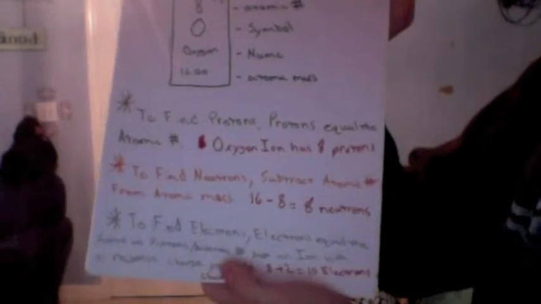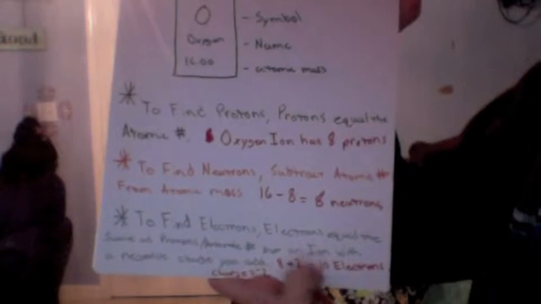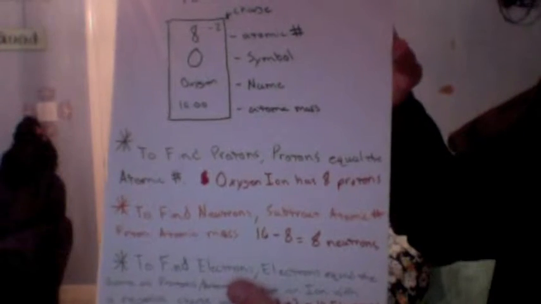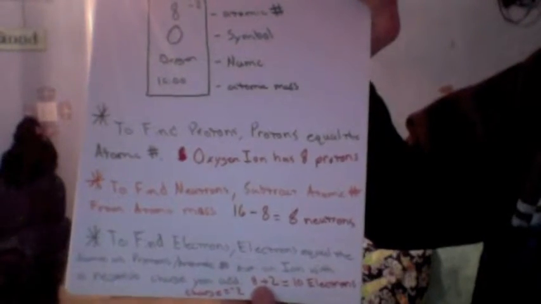Electrons equal the same as the protons and the atomic number, but for an ion with a negative charge, you add 2. So since the ion has a -2 charge, the negatives add more to it. So you'd add 2 to it, so 8 plus 2, you get 10 electrons.